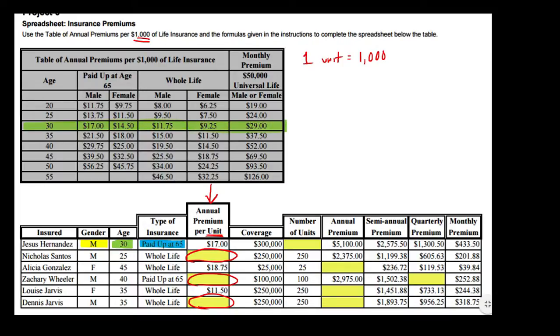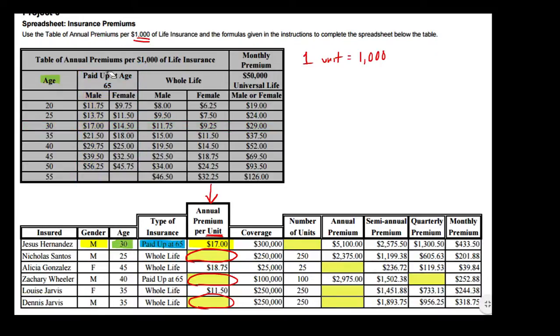The next piece of information I'll use is the type of insurance. And I can see that it's paid up at 65, which means my answer will come somewhere in this box, paid up at age 65. The last piece of information I'll use is gender, which is male. So I need to find the box that is in the age 30 row, the male column, and in this paid up at age 65 box. And it's pretty clear that the only box that meets all three of these criteria is $17, which is why his annual premium per unit is $17.